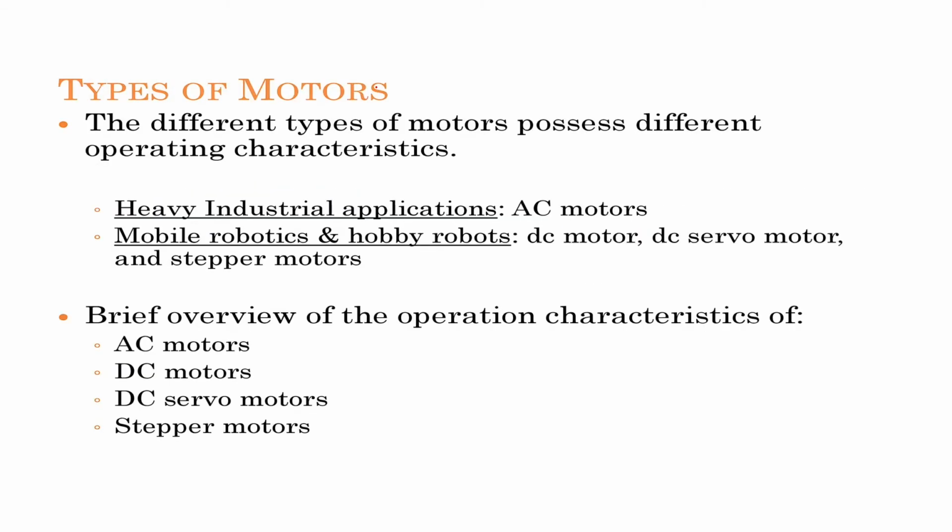Then types of motors: the different types of motors pose different operating characteristics. If you are having heavy industrial applications, then you can go for AC motors. If you are having mobile robotics and hobby robots, then you can go for DC motor, DC servo motor and stepper motor. So this is a brief overview of the operational characteristics of AC motors, DC servo motors and stepper motors.